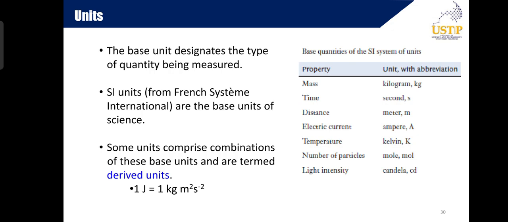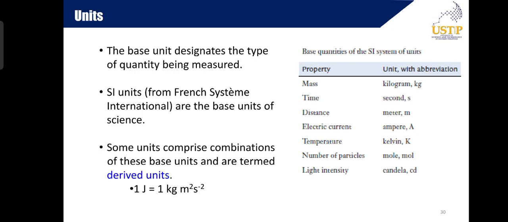When you say SI, this is from the French Système International, the base units of science. So they are more commonly used internationally. When you describe a mass, it has to be in kilogram. When they are asking for your time, it has to be expressed in seconds. When you are given the distance, you have to express it in meters, and so on and so forth.